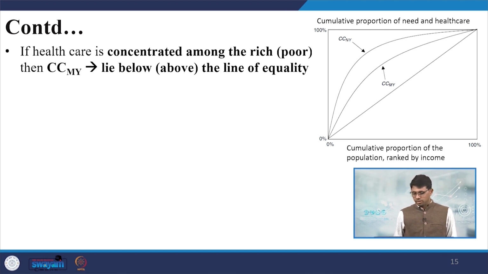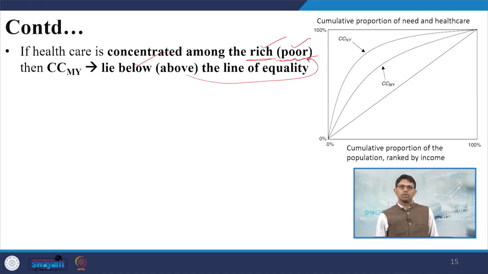When the concentration or the distribution is biased towards the rich, then it is going to be below the line of equality. And if it is biased towards the poor, if that distribution is actually helping the poor, then it is in fact above the line of equality.